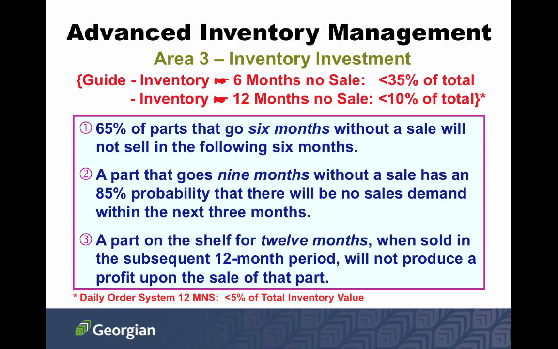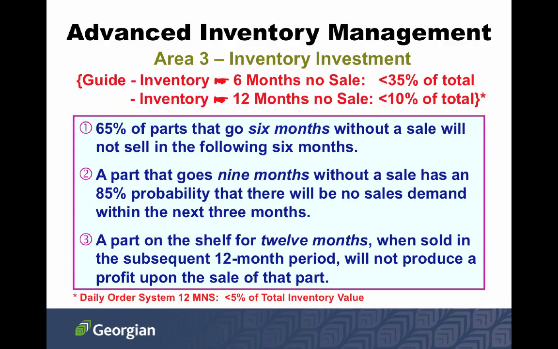And a part on the shelf for 12 months, when sold in the subsequent 12-month period, will not produce a profit upon the sale of that part. And in fact, this is our definition of obsolescence: a part that I can't make any money from. So if I can't make any money from the part, I shouldn't have it.